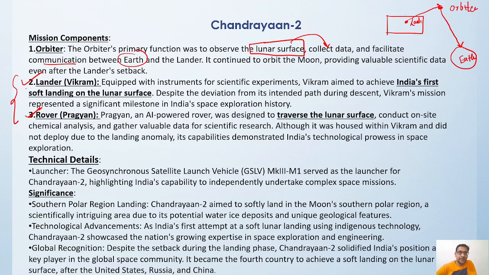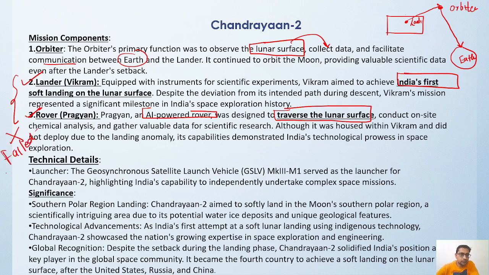This lander was having various instruments. Vikram had to make the first soft landing on the lunar surface, but it moved out of its intended path and crash landed over there. Then along with that we also sent a rover called Pragyan. This is an AI powered rover that was to travel on the lunar surface and do the chemical analysis of those places, but this part totally failed.